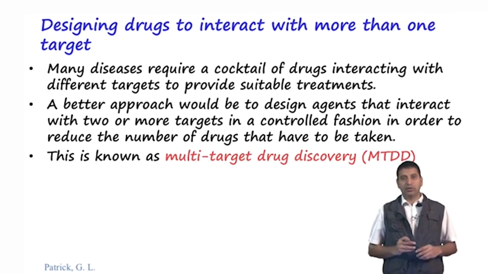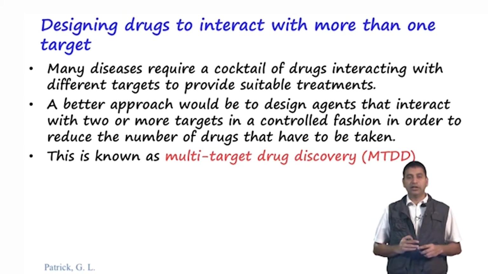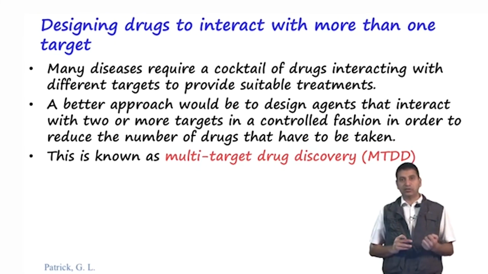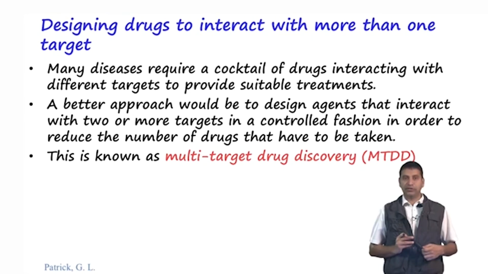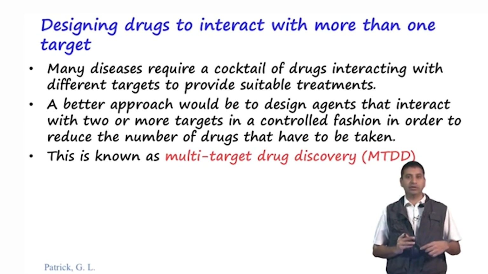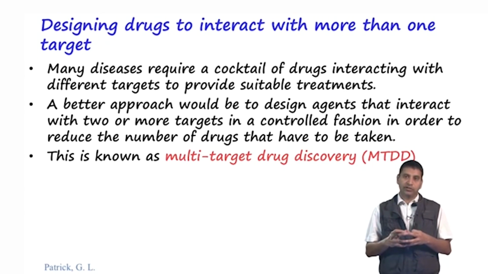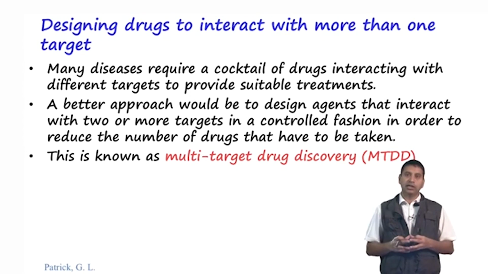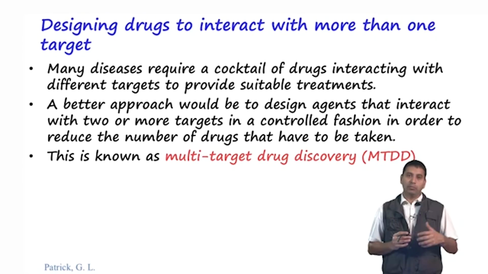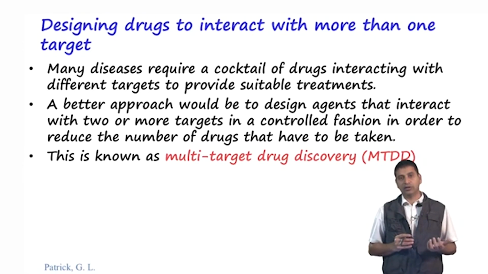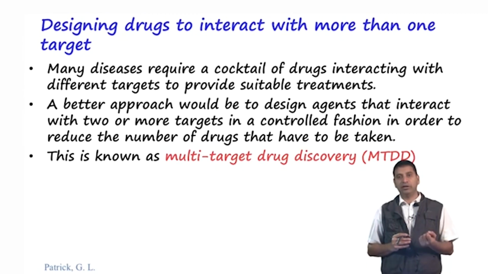Now, the next strategy is called multi-target drug discovery, or MTDD. Here the concept is designing drugs to interact with more than one target. Frequently, when one is diagnosed with diseases such as cancer or even infectious diseases, the treatment usually requires a cocktail of drugs. For example, with HIV, they give you a cocktail of drugs. These drugs are going to interact with different targets, and these targets are obviously important, and once you inhibit them, they are going to result in the cure. But a possible improvement, instead of giving a cocktail of drugs, is to make a single molecule which can do all of these together.